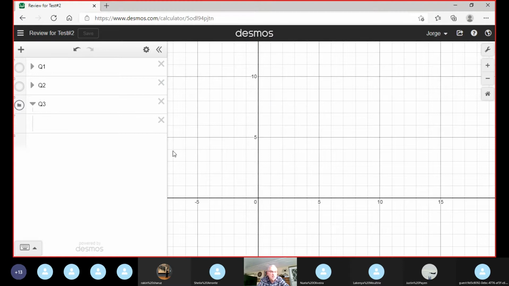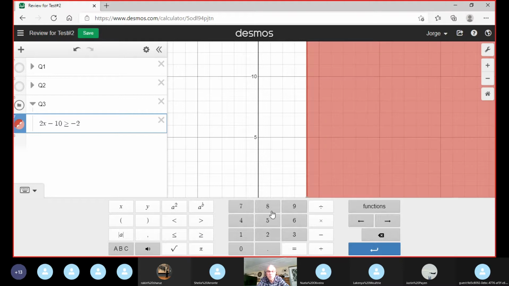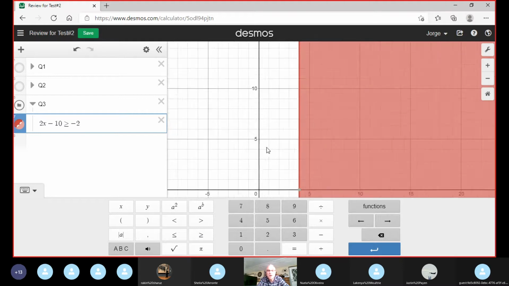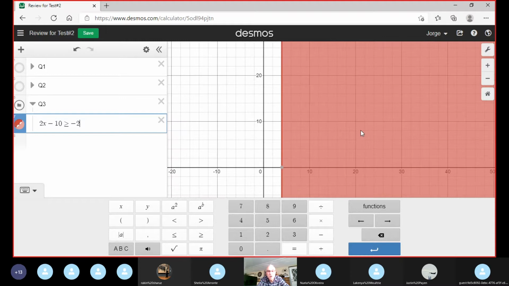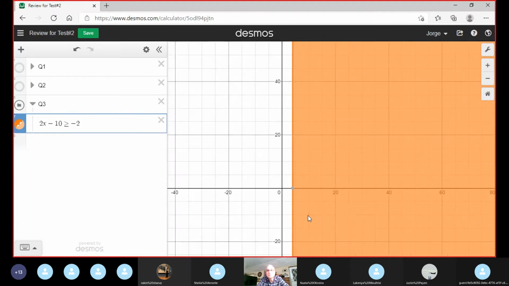Now, I copy the original without simplification. Look at that. 2x - 10 greater than or equal to negative 2. Boom. Final answer. Red color. What color do you prefer? I prefer orange. Look at that. Orange color. You click on the icon and hold the mouse, and you see this, and you change the color you want.